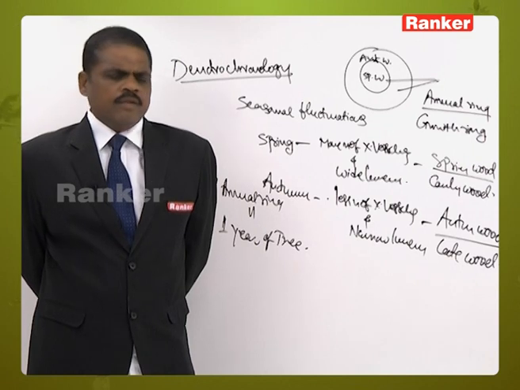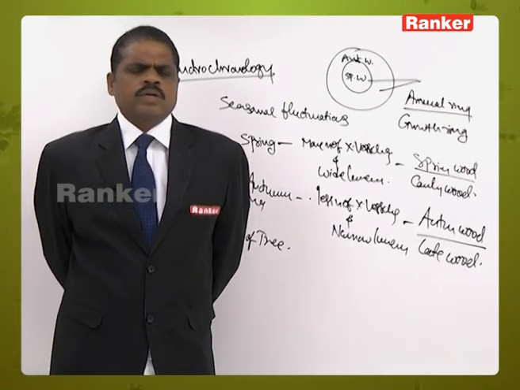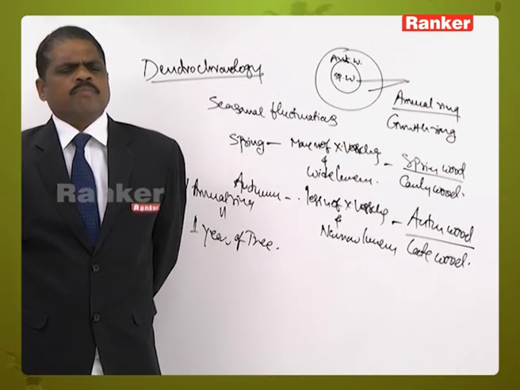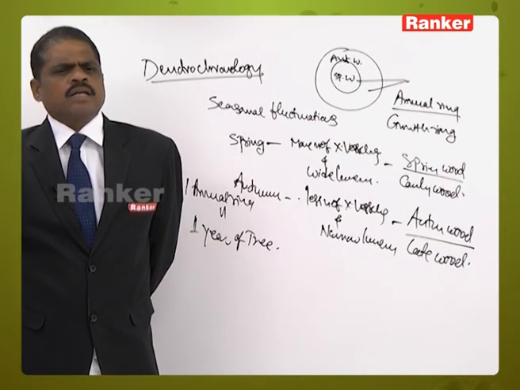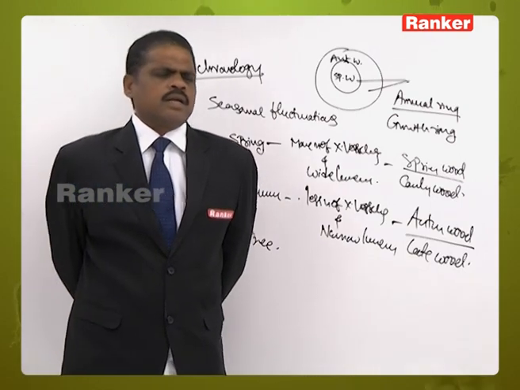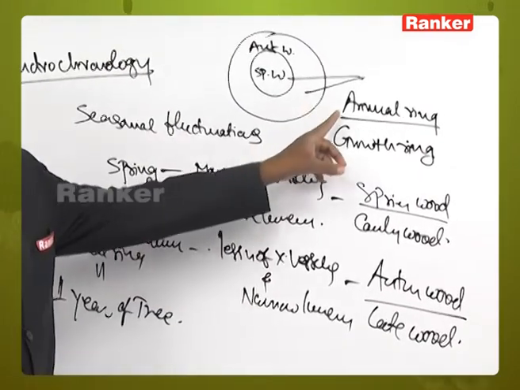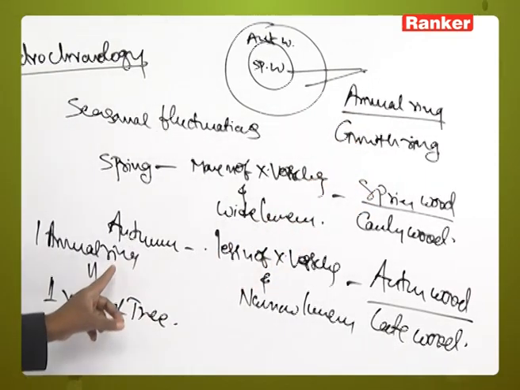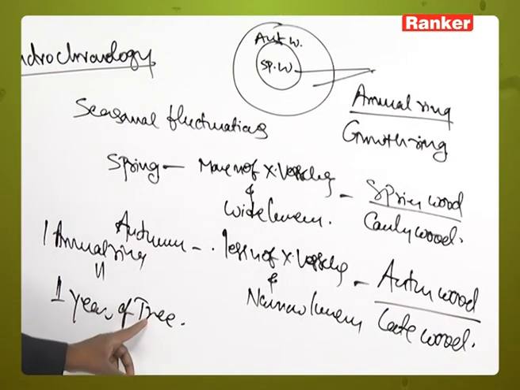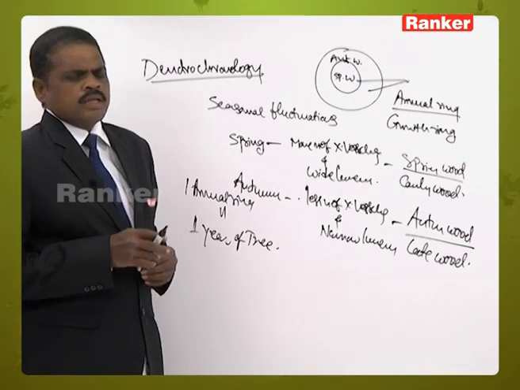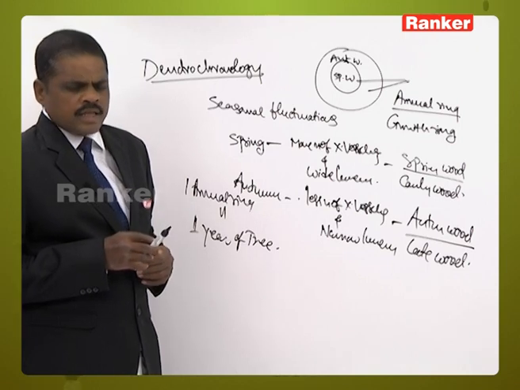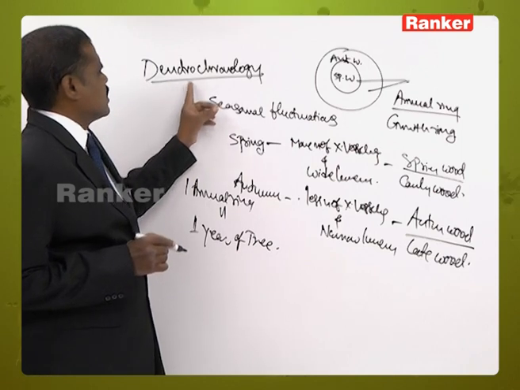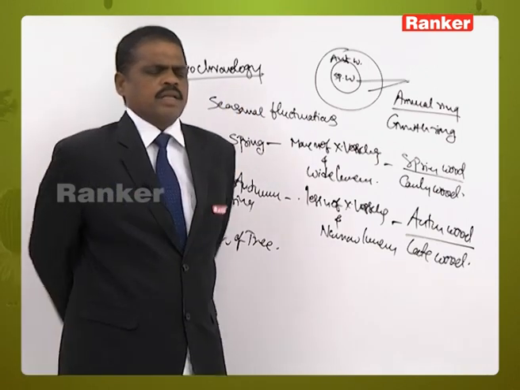Like this, every year, first spring wood followed by autumn wood. The two woods, wood means secondary xylem, formed in the same year, present in two concentric rings, together called as annual ring, also called as growth ring. One annual ring is equivalent to 1 year of the tree. This branch of botany that deals with estimating the age of the tree by counting the number of annual rings is called as dendrochronology.